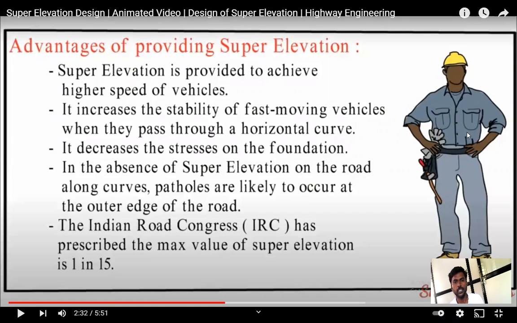Okay, so these are the advantages. Please make a screenshot of this. These are the advantages of providing super elevation. It is mostly provided to achieve higher speed of the vehicle. If we don't provide super elevation on the curve and we go with higher speed, our vehicle will overturn and go out of the road. So to achieve higher speed on the road, we provide super elevation so that our vehicle can easily achieve higher speeds. Make a screenshot of this.